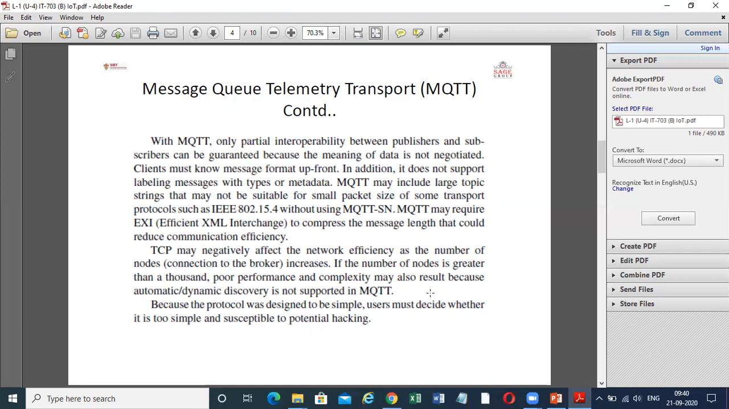In this slide we discussed some drawbacks of MQTT and the drawbacks of TCP/IP. The major drawback is that MQTT is very simple, so hacking may be possible. Second, automatic dynamic discovery is not supported by MQTT. And regarding TCP, network efficiency becomes poor when the number of nodes increases.